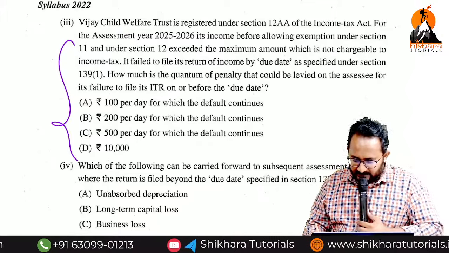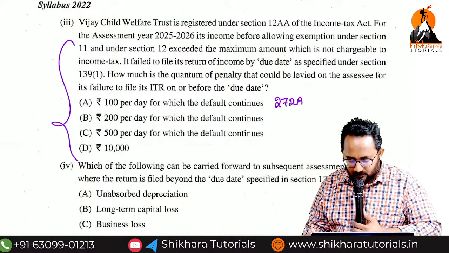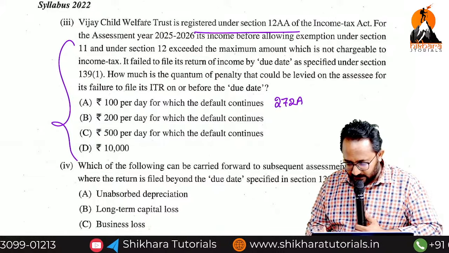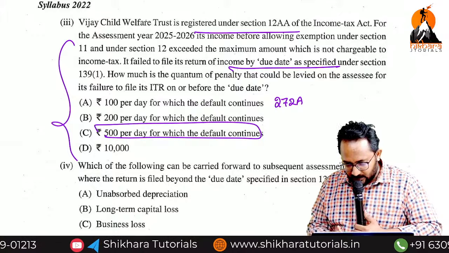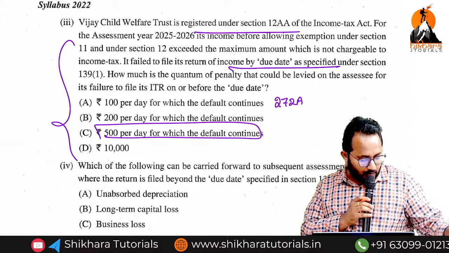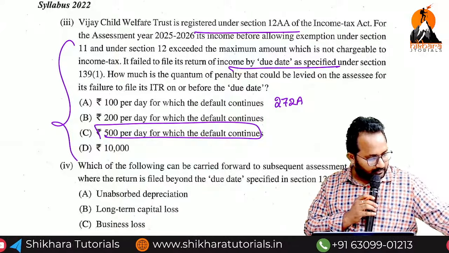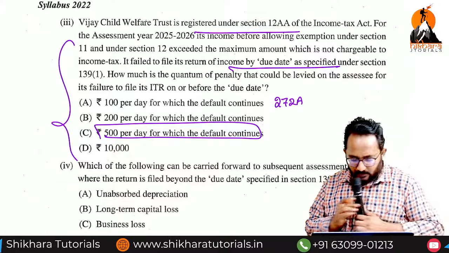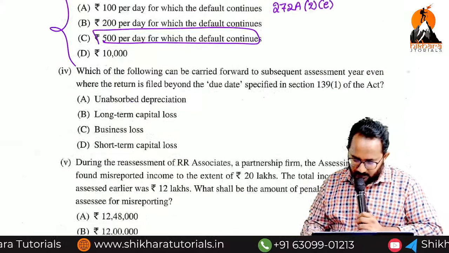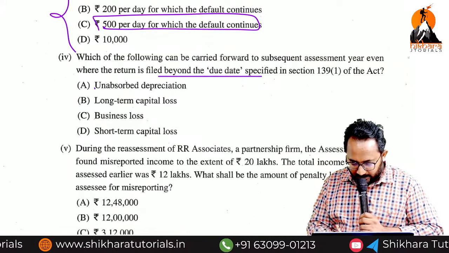This is only what we discussed, section 272A. I think we just discussed that if a trust has not filed the return of income within the due date, every day they have to pay 500 rupees. That is section 272A, subsection 2, clause E. Even though the return is filed beyond the due date, which thing can we carry forward?